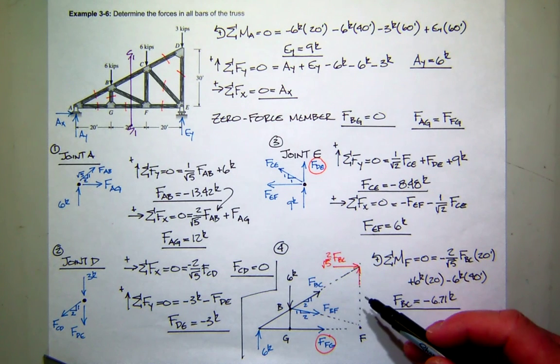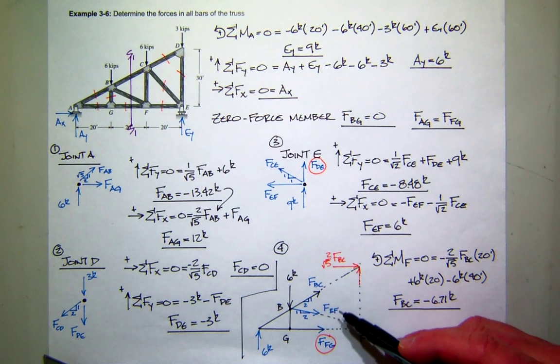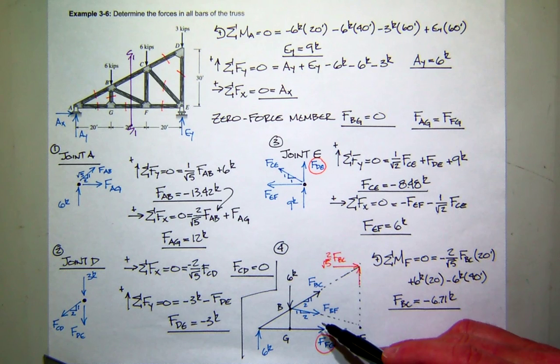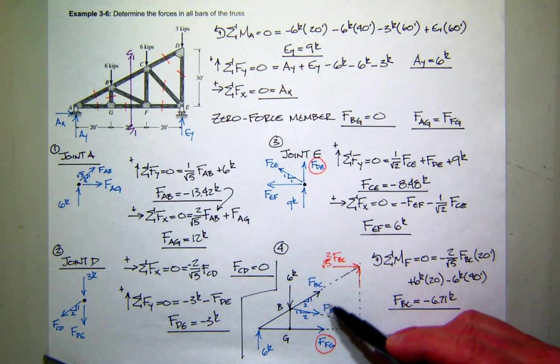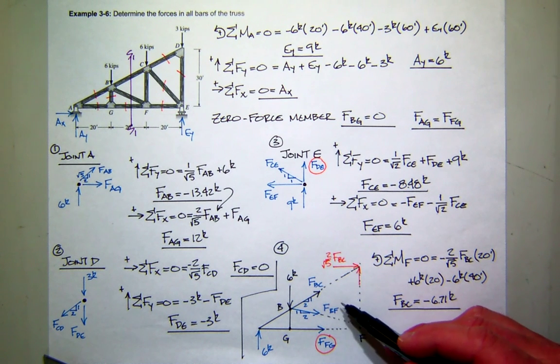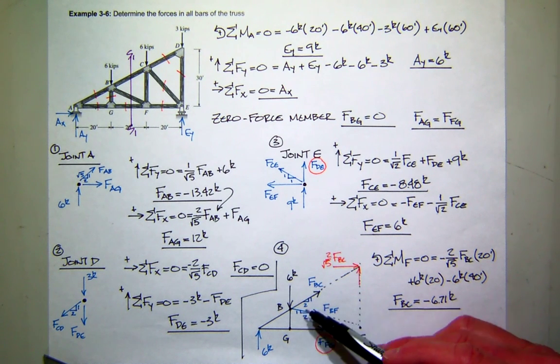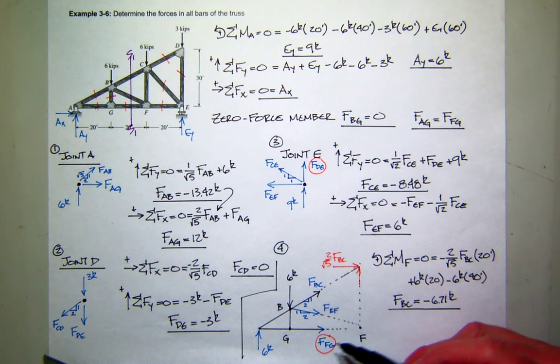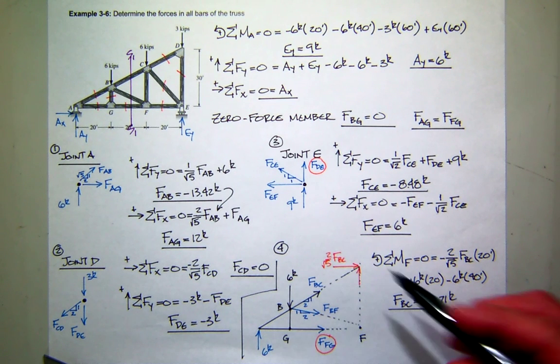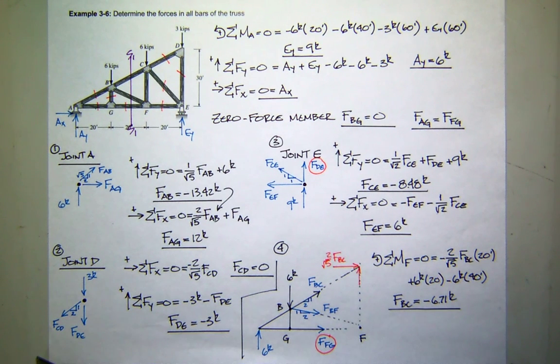How do I get BF all by itself? Can I write one equation in BF? Is there some place where BC and EF are concurrent? At A. So let's do that. I don't know if I can squeeze it in here, so I'm going to have to switch.